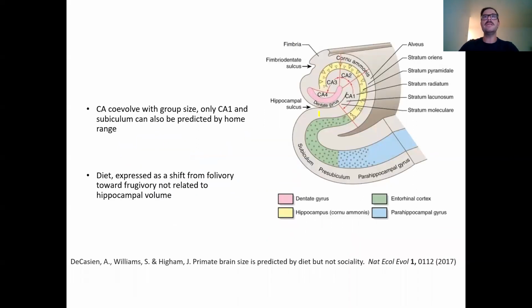What we found is that the cornu ammonis complex, that's that part of the hippocampus, all evolved in concert with the group size. This is in line with the social brain hypothesis, while only the CA1 segment and the subiculum could be predicted by home range size, which is more closely related to those individual pressures that I mentioned, or the ecological brain hypothesis. Surprisingly, we didn't find any support for diet affecting the structure and organization of the hippocampus in primates, which is quite surprising because previous research had shown that primate brain size is predicted by diet, but not sociality. So obviously there are different pressures at play under the level of the whole brain or partitions of the brain.